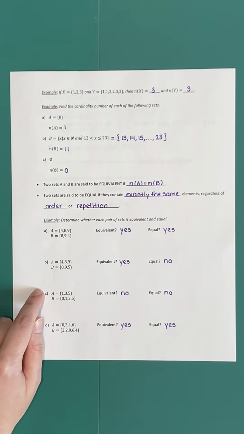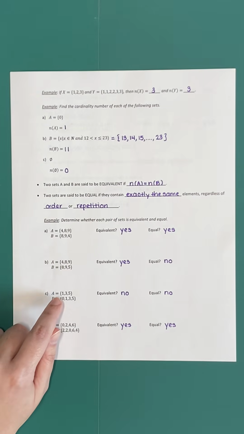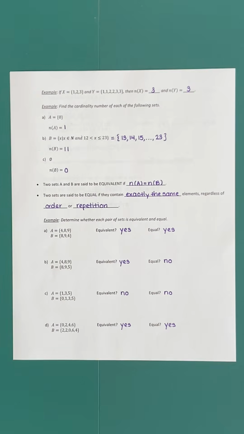Now what about the next two? So A is {1, 3, 5}, B is {0, 1, 3, 5}. Are they equivalent? Well, you might look at 0 and think, well, 0 is nothing, 0 doesn't count. Not quite. 0 is a number. It is an element. It is a thing in this set. So how many unique items does A have? Well, 1, 3, 5, those are all different. So the cardinal number of A is going to be 3. And then the set B has 0, 1, 3, 5. It has 4 unique elements.